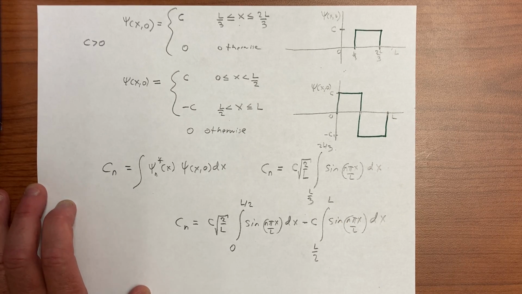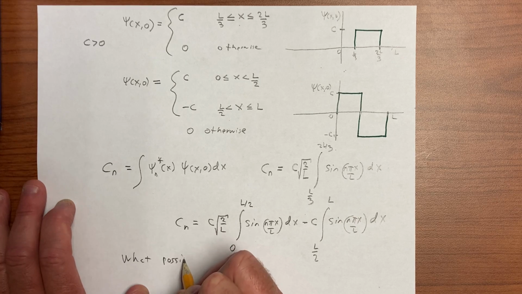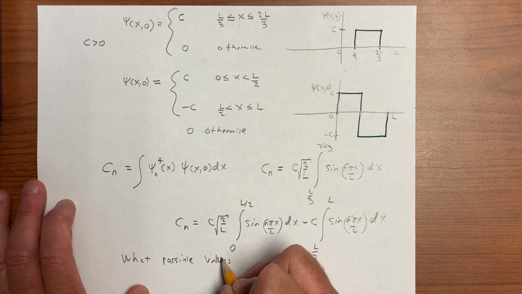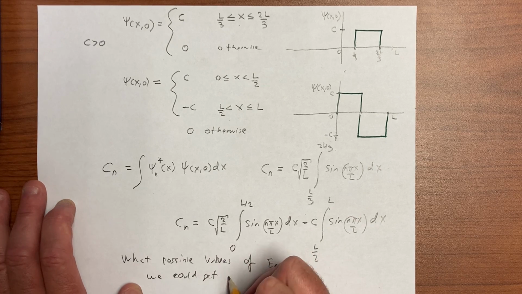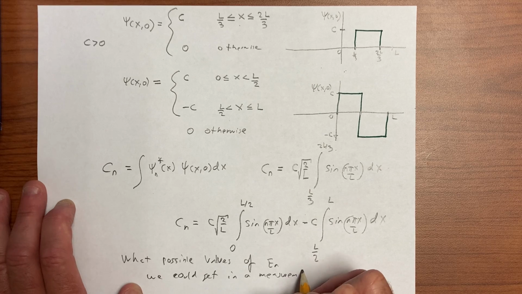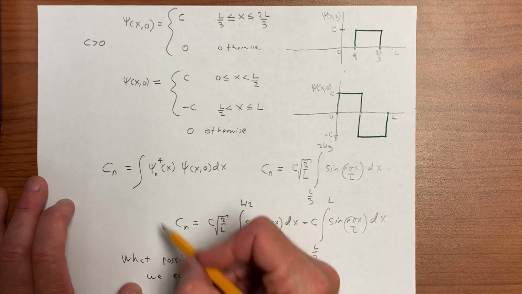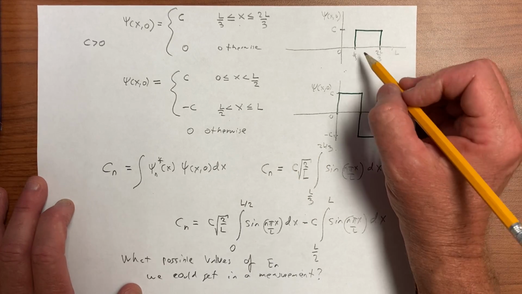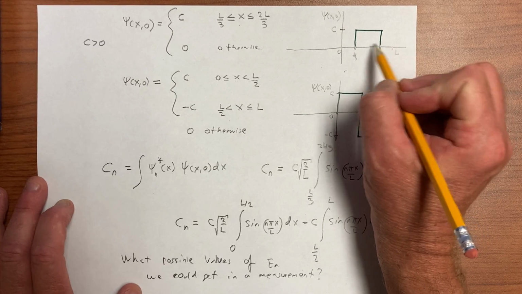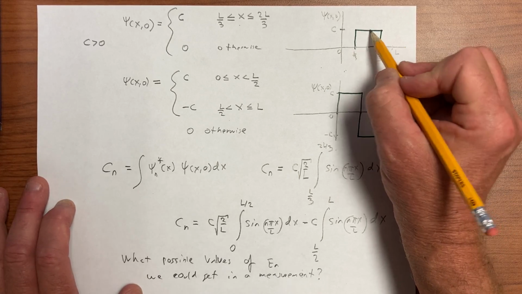This one comes in with a positive sign, but we don't really have to worry about the details because our question is what possible values of En we could get in a measurement. So what possible values of Cn contribute to this? And the answer comes from the fact that these eigenfunctions, the psi n of x, have a definite parity. So this function is even about the midpoint. So where's the midpoint? Right here. And the function on this side looks exactly the same as this one.